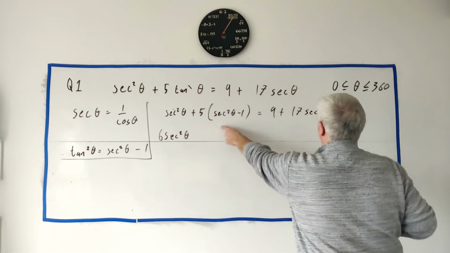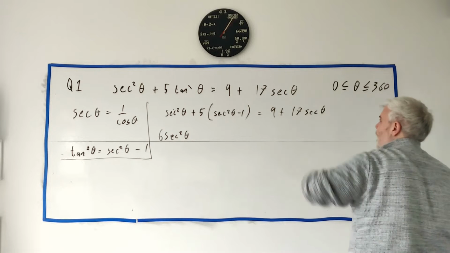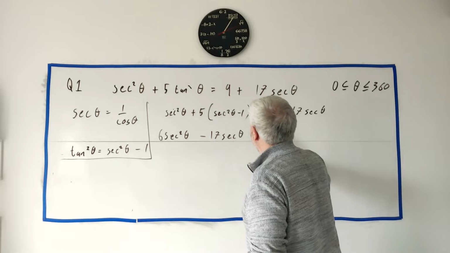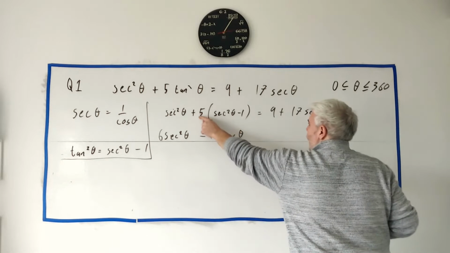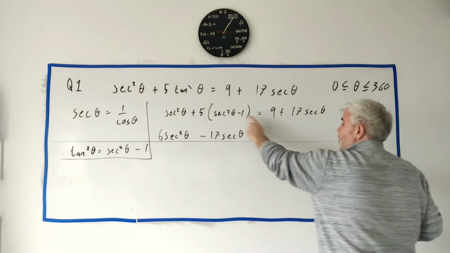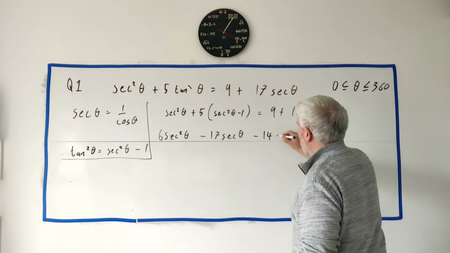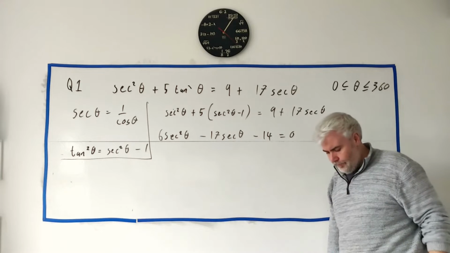How many on their own? This one here, so let's move that over and we get minus 17 secant theta. And how many numbers? 5 times minus 1 and this 9. So we have minus 5, minus another 9, we get minus 14. All that's equal to 0.